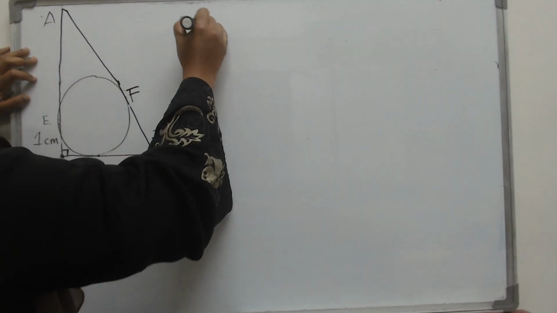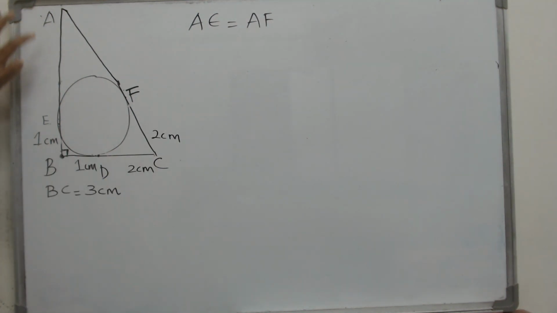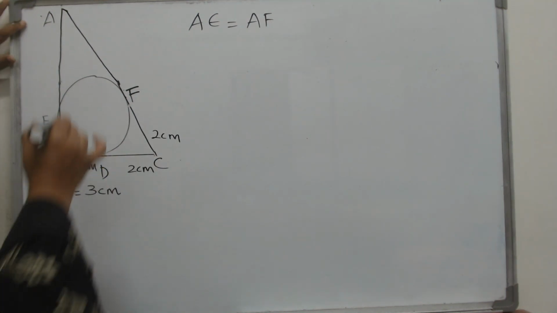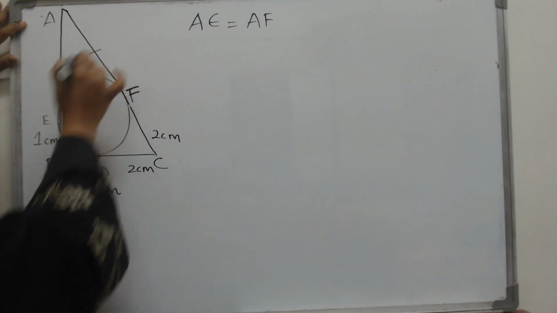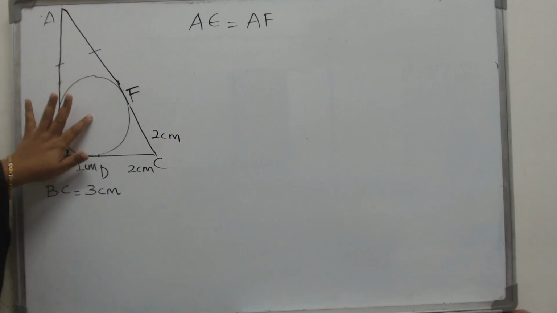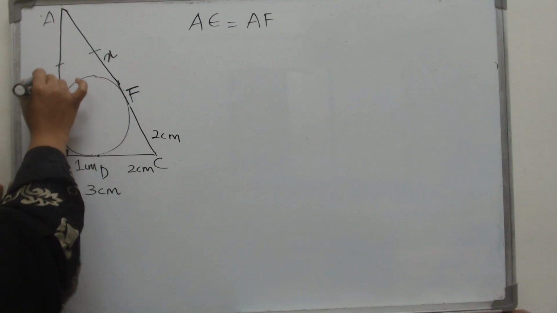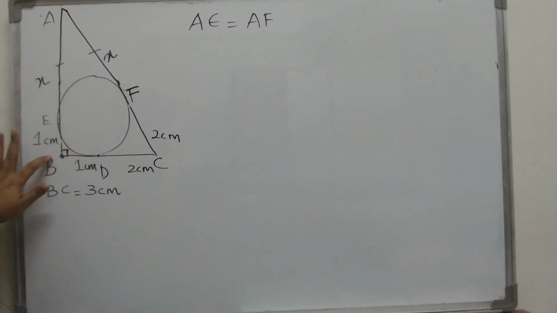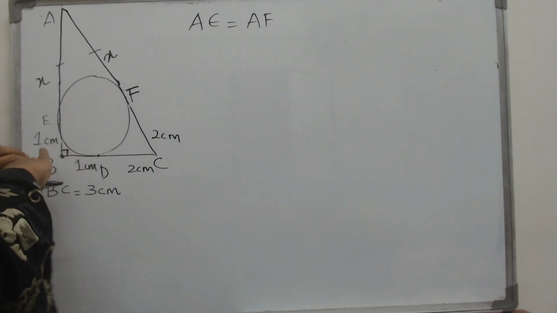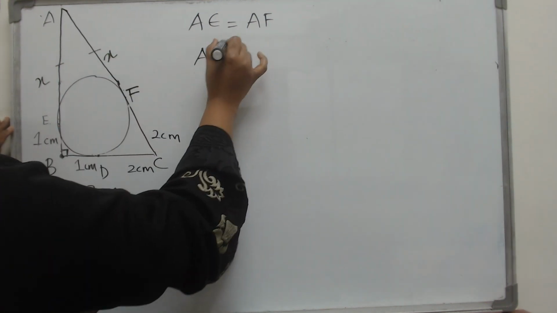Now AE and AF are equal. Why is that? They are both tangents from the same external point, which means what? The tangents from the same external point to a circle are equal in length. So that means if this is x, this will also be x. But then do you remember we said that ABC is right angled at the vertex B, which means its opposite side, which is AC, acts as the hypotenuse.